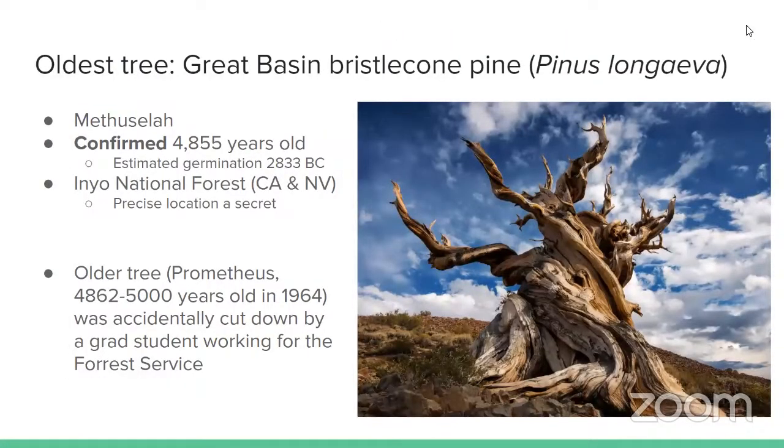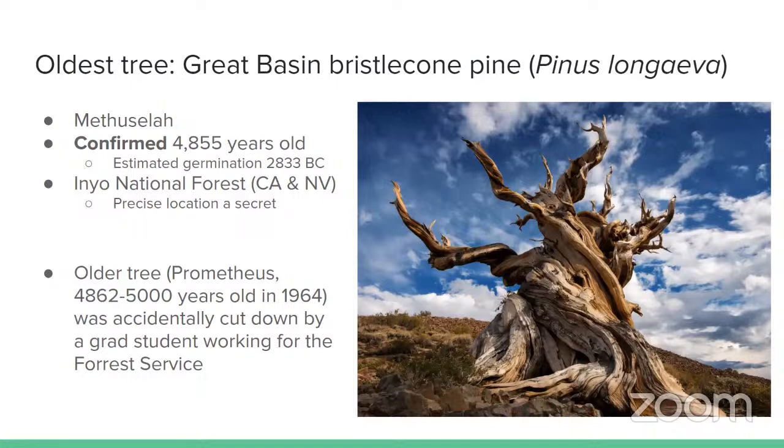Our current oldest tree, we believe, is Methuselah, which is a Great Basin bristlecone pine, Pinus longeva. From dating, it's confirmed to be almost 5,000 years old. The estimated germination is 2833 BC. You can find it in Inyo National Forest, somewhere in California or Nevada. Exactly where it is is a secret.